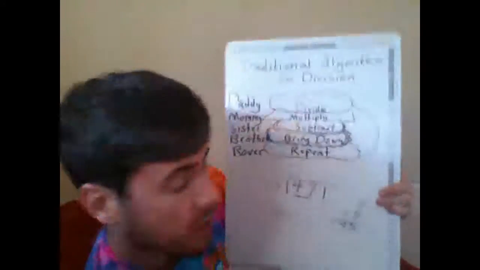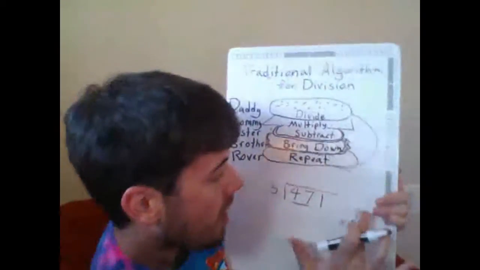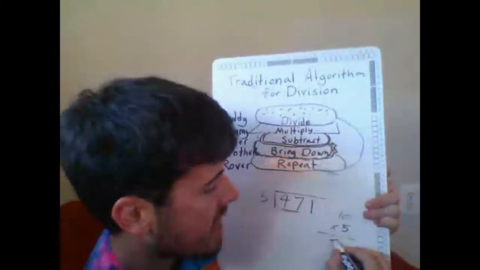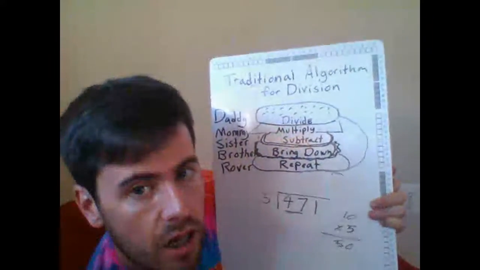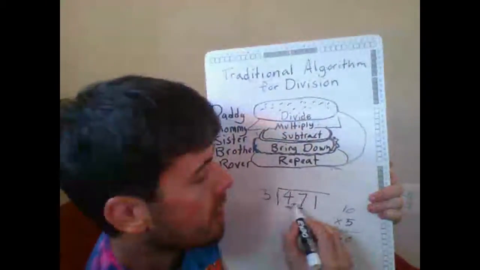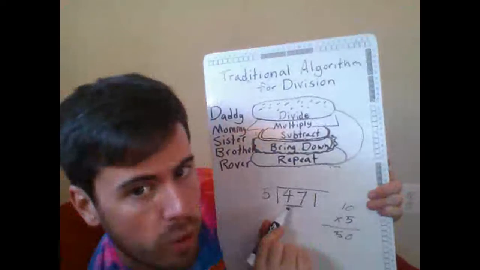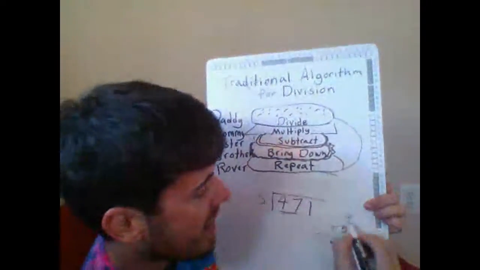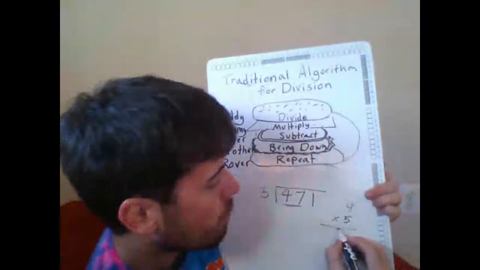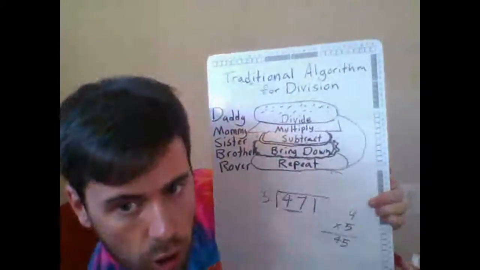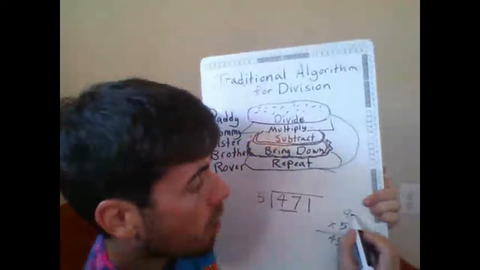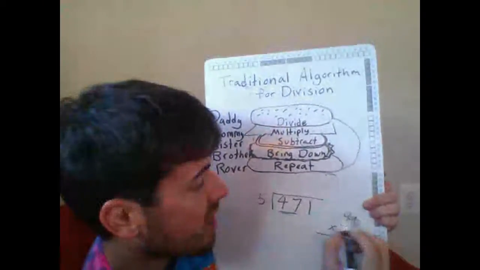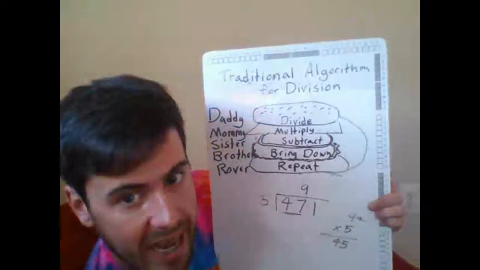I wonder if we can get closer. Let's try. How about 5 times 10? Let's go ahead and try. 5 times 10 is 50. Uh-oh, we're a little bit larger than our target number, 47. Let's bump it down to 5 times 9. 5 times 9 is 45. That's going to be as close as we can get. Our quotient that we will put above our 47 here is going to be 9.